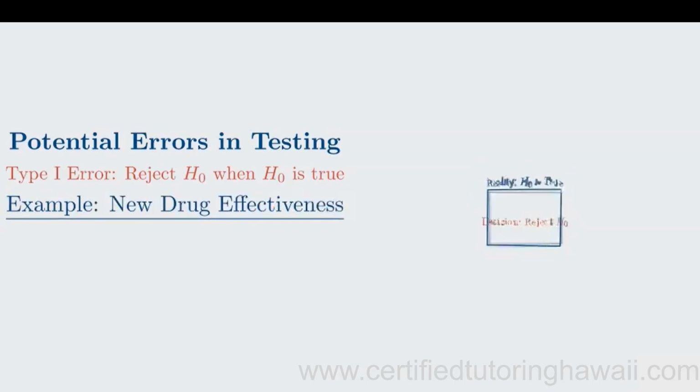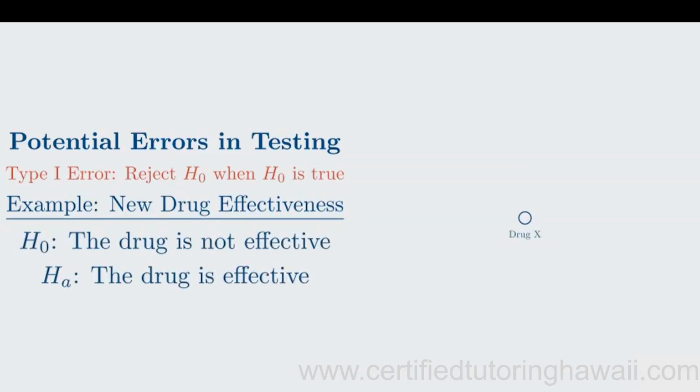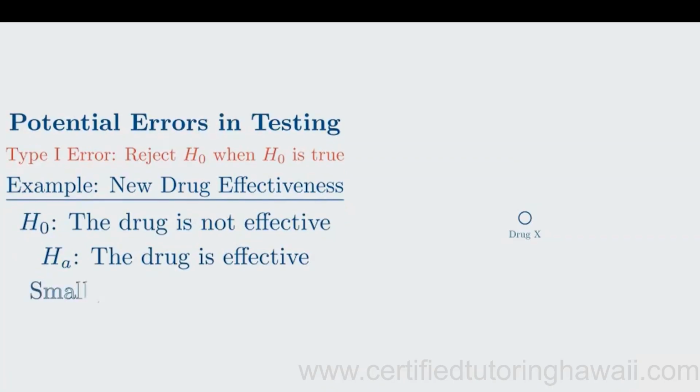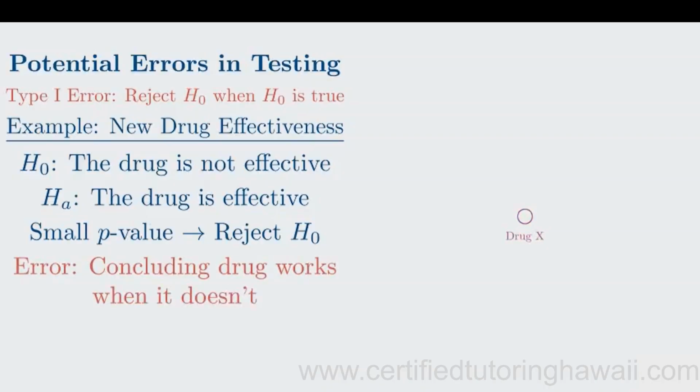Imagine a pharmaceutical company testing a new medication. Our null hypothesis, H0, is that the drug is not effective. The alternative, H sub A, is that the drug is effective. If the researchers conduct a study and find a very small p-value, they will reject the null hypothesis and conclude the drug works. But what if the drug actually does nothing, and they just happen to get a lucky sample? In this context, a Type 1 error means concluding the drug is effective when it actually is not.